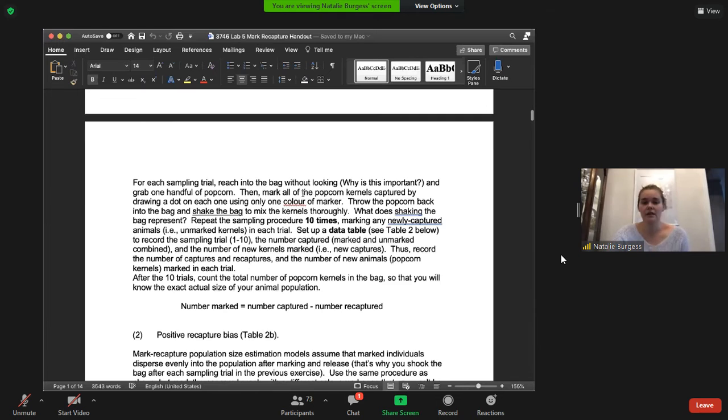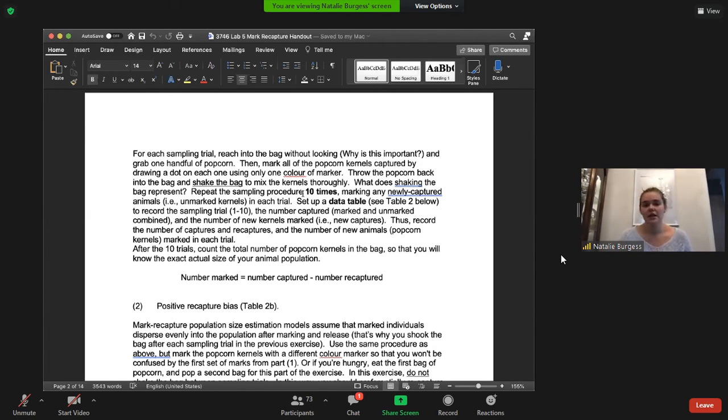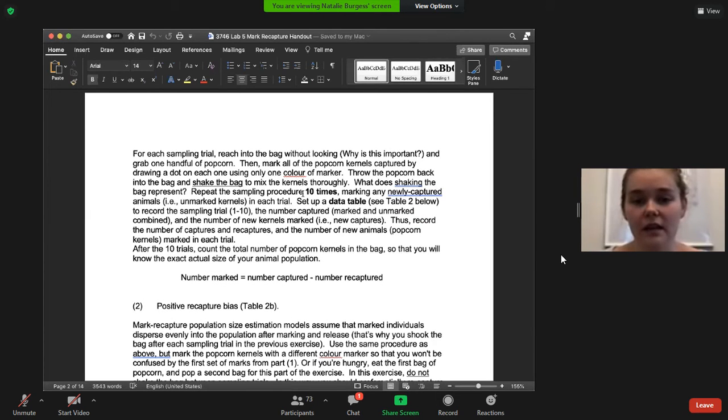Basically, you're going to do 10 trials. Each trial, you're going to reach into the bag without looking and grab a handful of popcorn. You're going to mark all the popcorn kernels captured by drawing a dot on each one using one color of your markers. You're going to throw it back in the bag, shake the bag, and then repeat the sampling 10 times, as I said. And you're going to mark any new captured individuals in each trial.